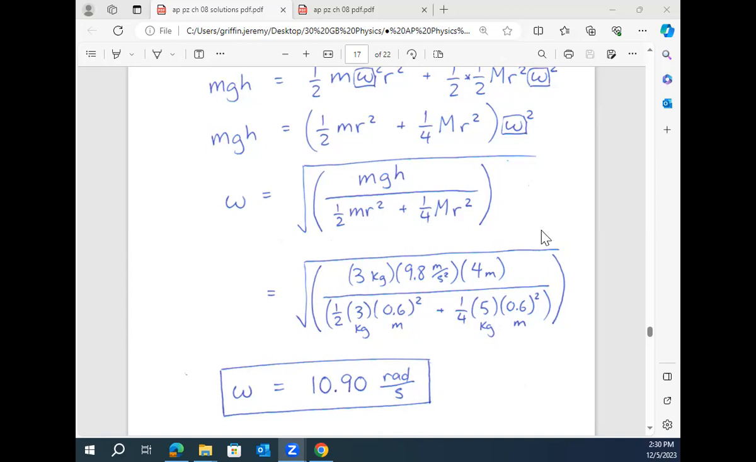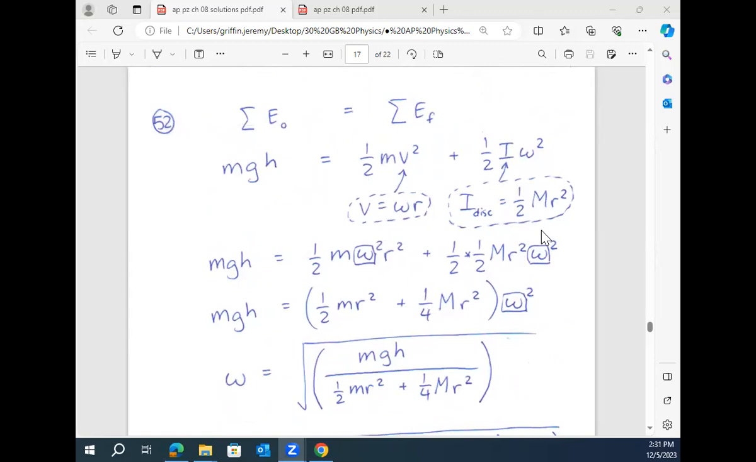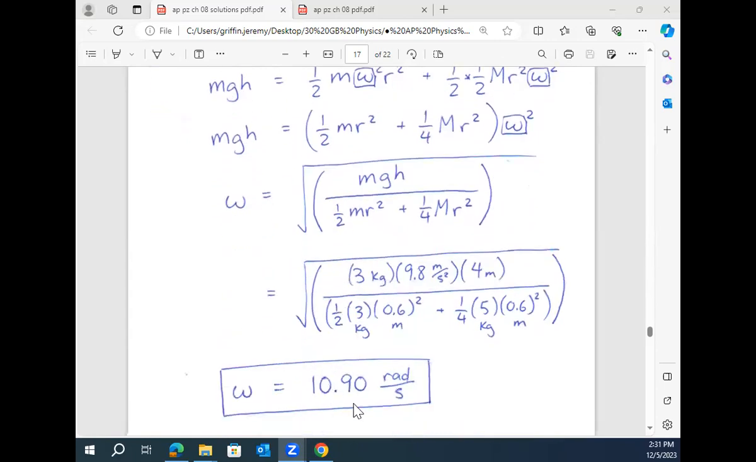Instead of 1/2 mv squared, you do force resistance. Let me think about that. Okay, well, that's kind of what this is right here. I have to think about that. Did you get exactly the same?